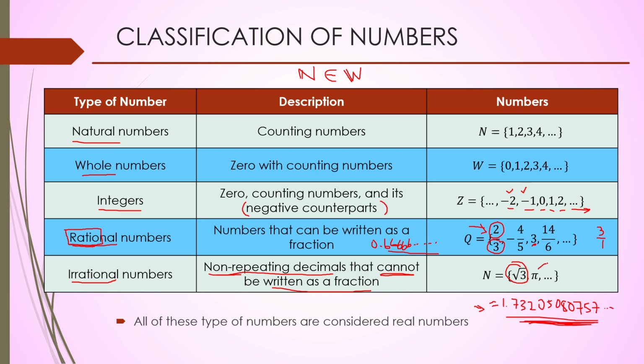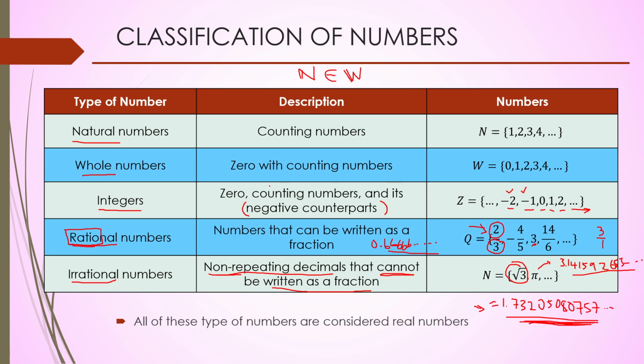The same goes for pi over here. We know that pi is equal to 3.1415. If you press pi on your calculator and then tap the equal sign, it will become 3.141592653 and so on. The numbers after the decimal point are not repeating, so that is an irrational number.